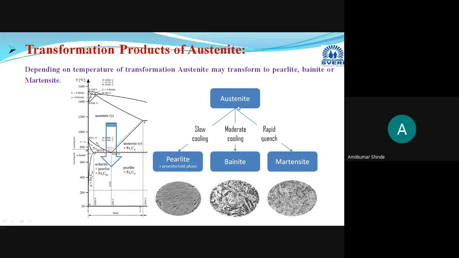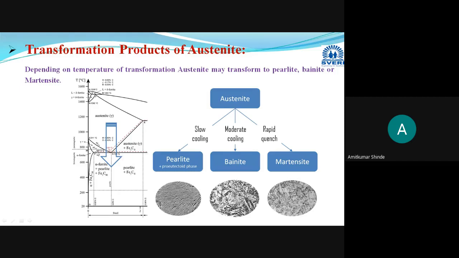Now, depending on our cooling rate, we will get either pearlite, bainite, or martensite. How this austenite gets transformed into these three different products, we are going to discuss one by one. The first transformation product of austenite will be pearlite. Austenite will get transformed to pearlite and some proeutectoid phases. Proeutectoid phase means the phases which separate before the actual eutectoid transformation at 723 degrees Celsius. This horizontal line indicates the eutectoid transformation temperature.